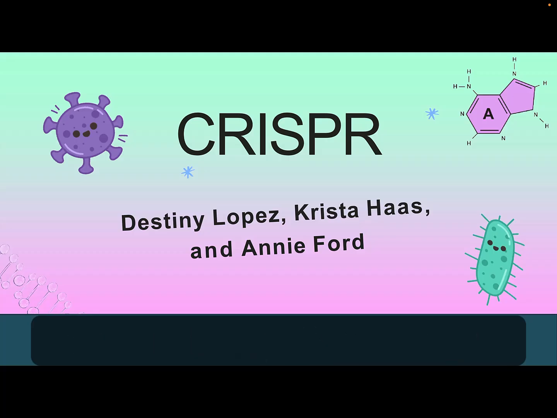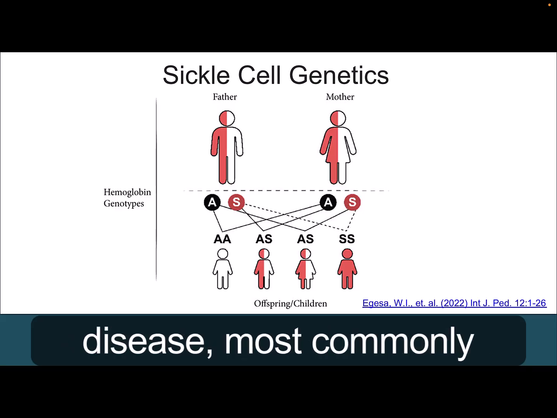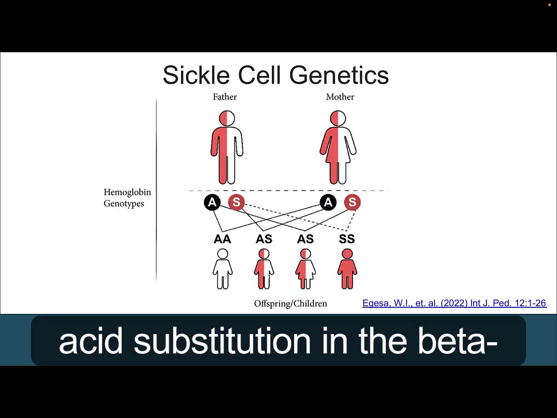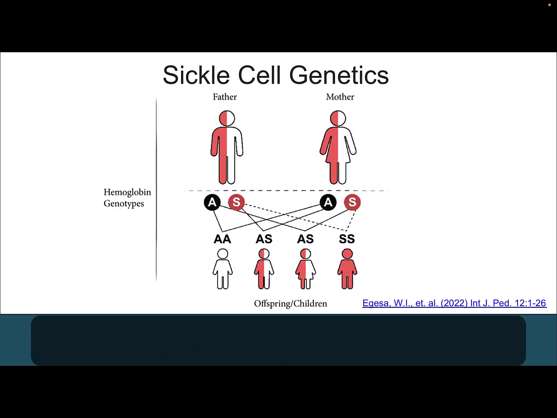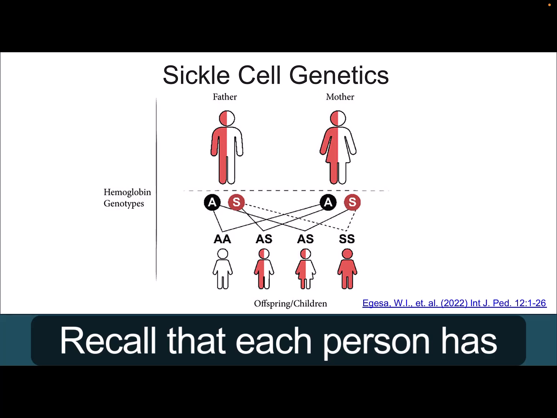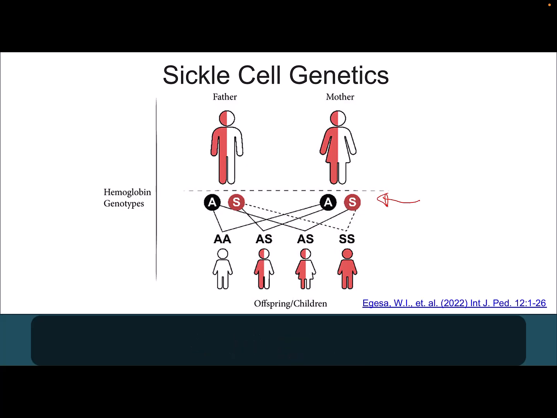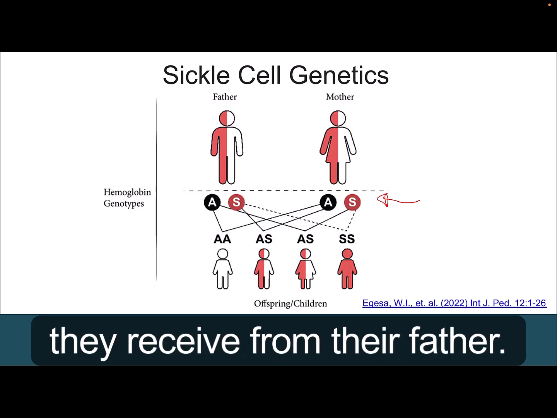First, I'd like to review sickle cell disease. Sickle cell disease most commonly results from a single amino acid substitution in the beta globin subunit of hemoglobin. Recall that each person has two alleles, or two copies of each gene, one that they receive from their mother and one that they receive from their father.